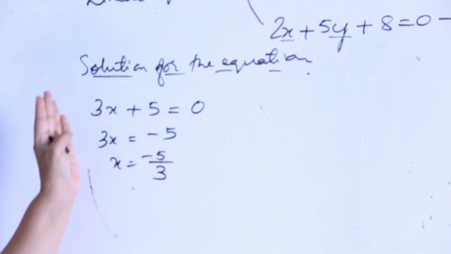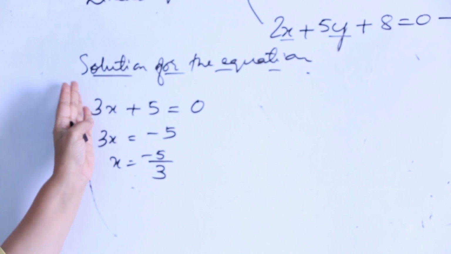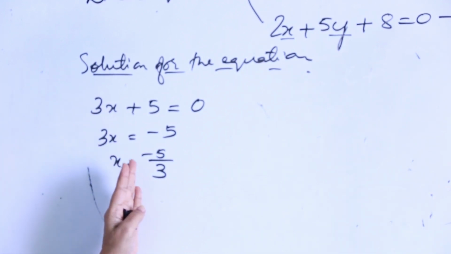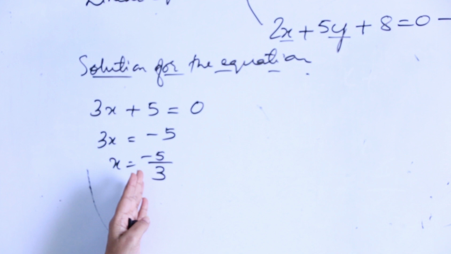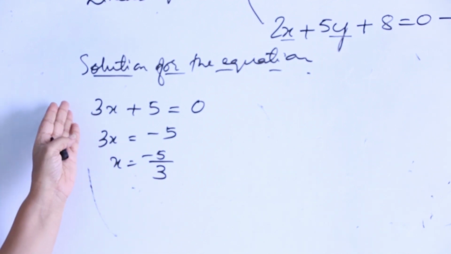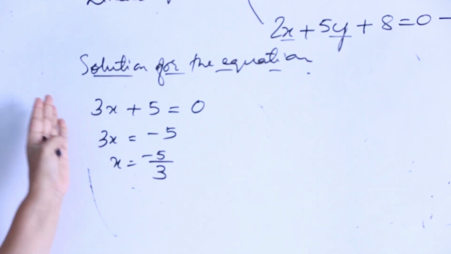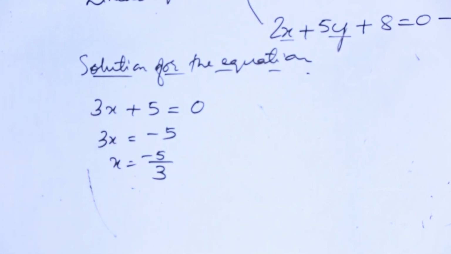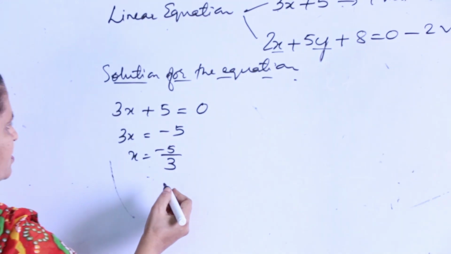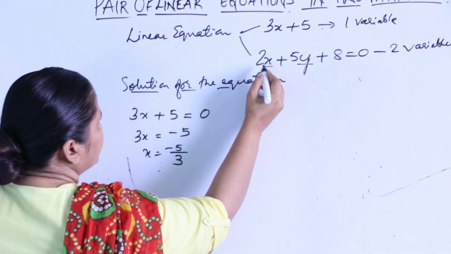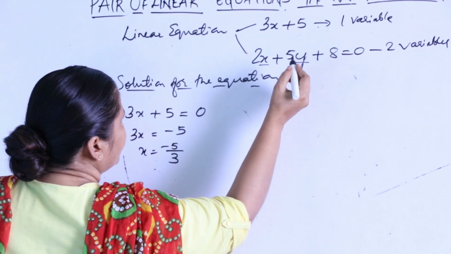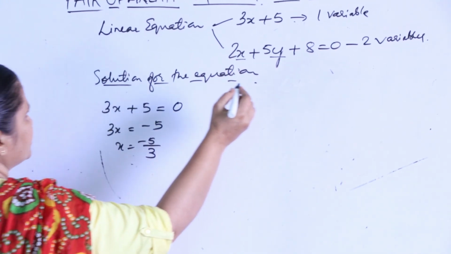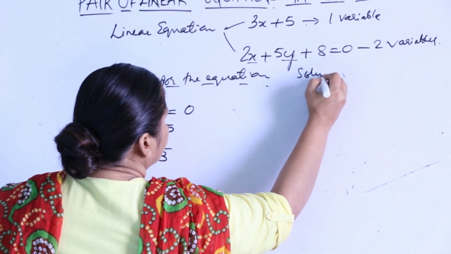So, what is the solution of an equation? Value of the variable which makes the equation value 0. This is called solution. Okay. Now, let us take this linear equation in two variables and see what a solution means.